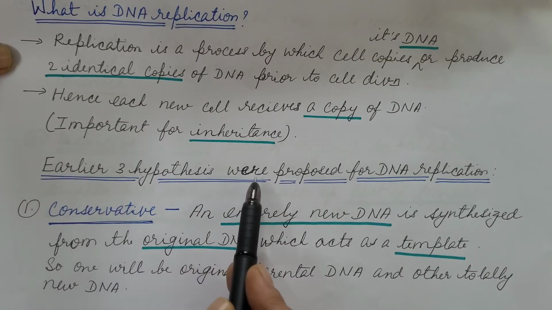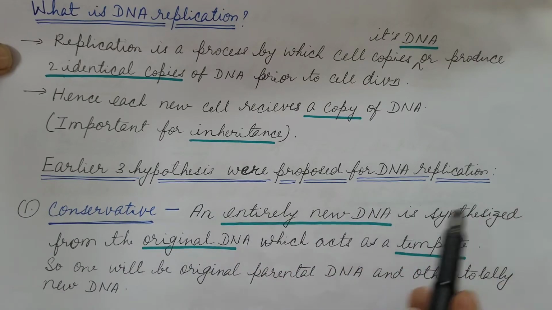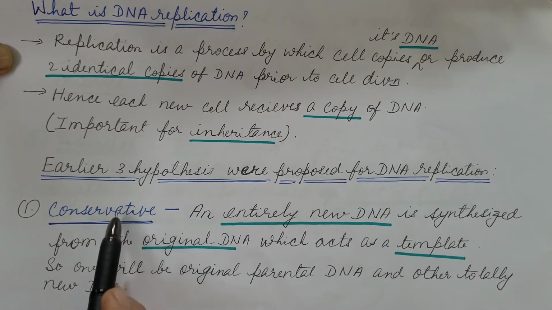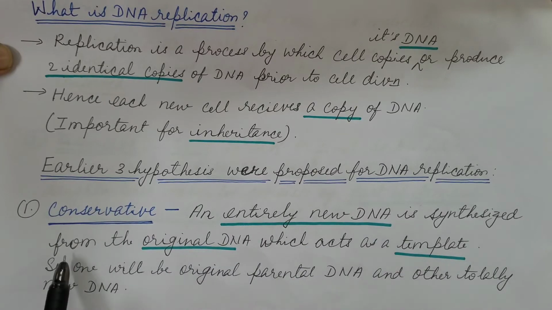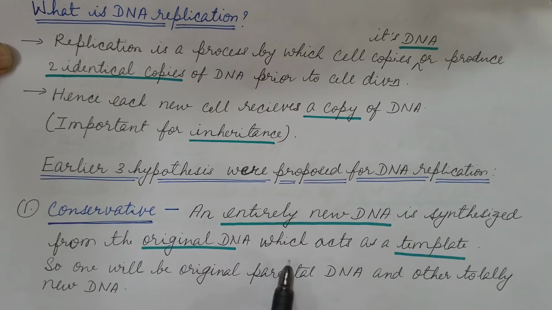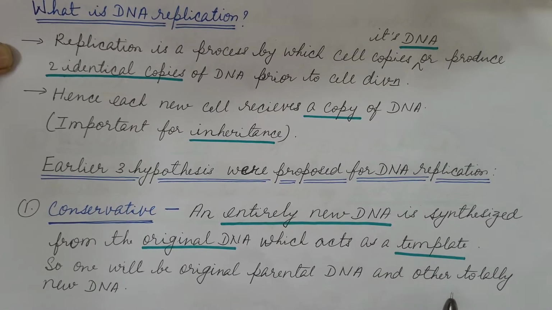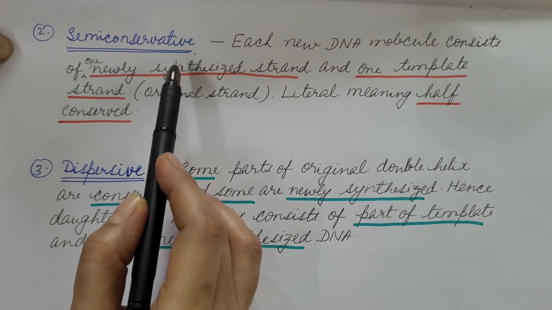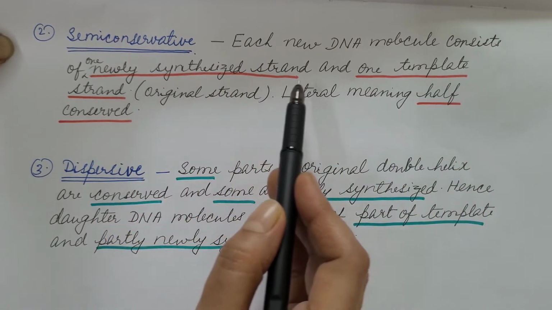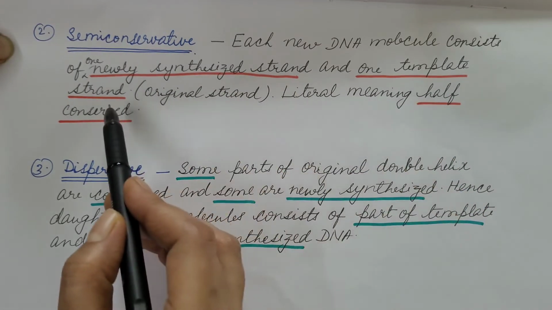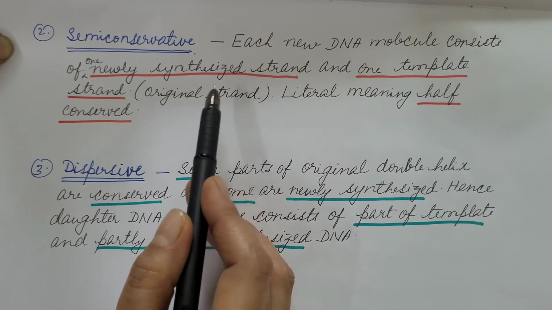Earlier, three hypotheses were proposed for DNA replication. First is the conservative mode. An entirely new DNA is synthesized from the original DNA, which acts as a template. So, one will be the original parental DNA and the other a totally new DNA. Second is the semi-conservative mode. Each new DNA molecule consists of a newly synthesized strand and one template strand, that is, the original strand.